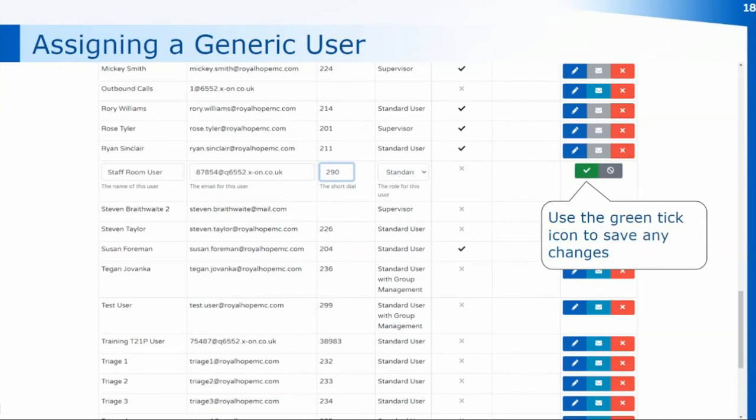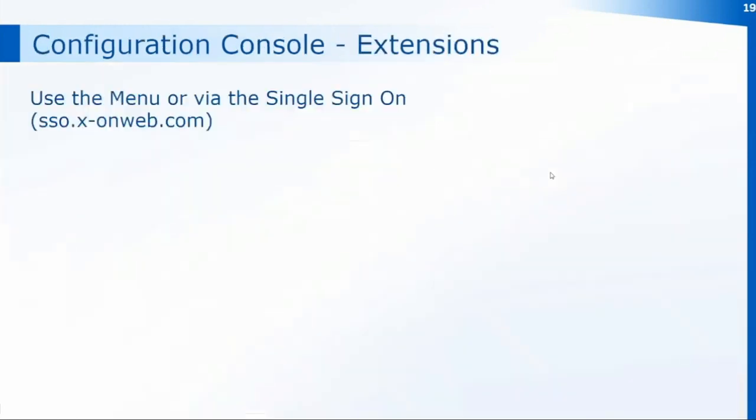Now, when you're assigning a generic user, it's useful to remove the login button. So once the phones are installed and you've logged that user in by pressing on the manual login button and selecting the staff room user, you can remove the login button so the phone can't be logged out accidentally. To do that, you'll need to visit the configuration console.